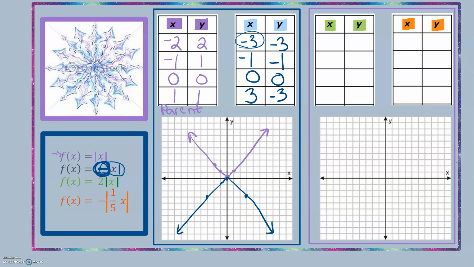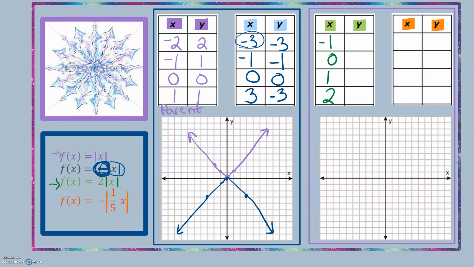So now I'm going to do f of x equals 2 times the absolute value of x. Let's throw in some more numbers. I'm going to do negative 1, 0, positive 1, positive 2. Notice I always do a negative, and I always do a positive, and I always do a 0. All right, so let's do this.